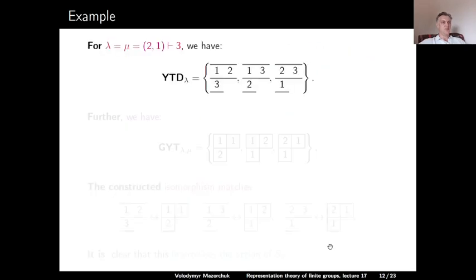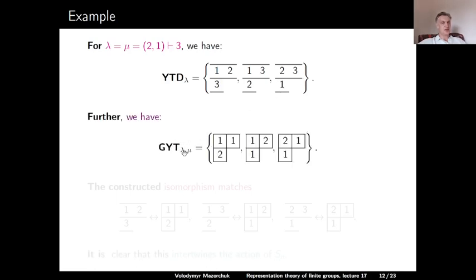So here is an example. Let lambda and mu both be the partition 2, 1 of 3. Then the set of Young tabloids of shape mu, which is the same as lambda, consists of 3 elements. So we can place 1, 2 in the first row and 3 in the second row, 1, 3 in the first row and 2 in the second row, and 2, 3 in the first row and 1 in the second row. The set of generalized Young tableaux of shape lambda and content mu also contains 3 elements. We can have the first row being 1, 1 and the second row being 2.